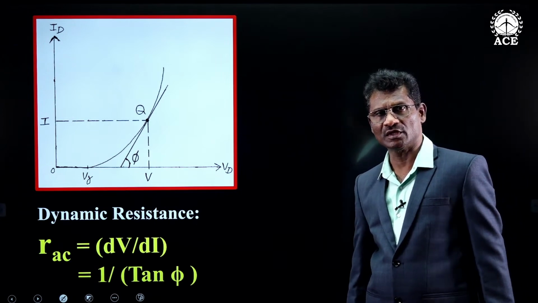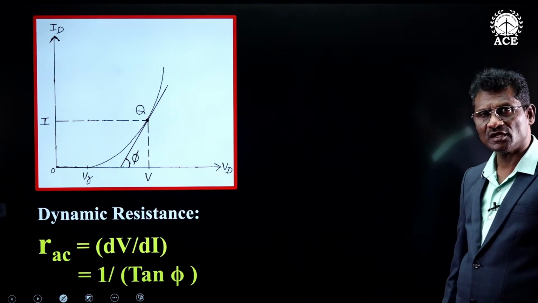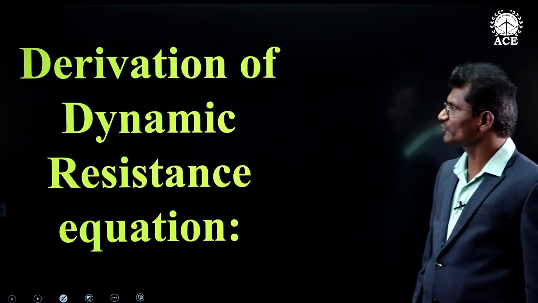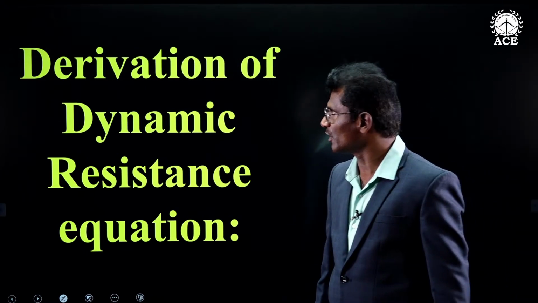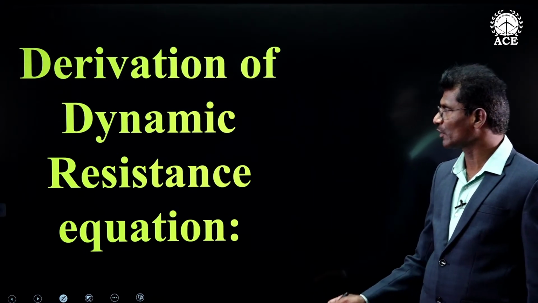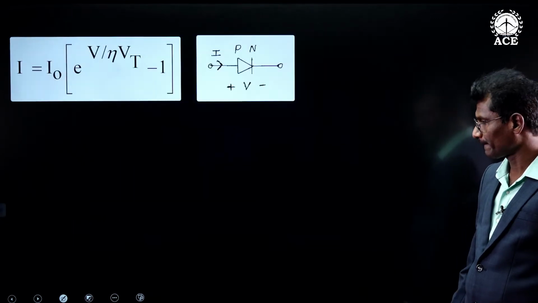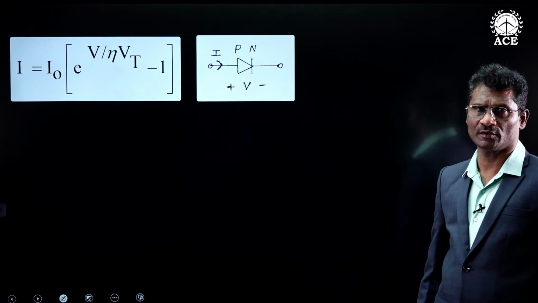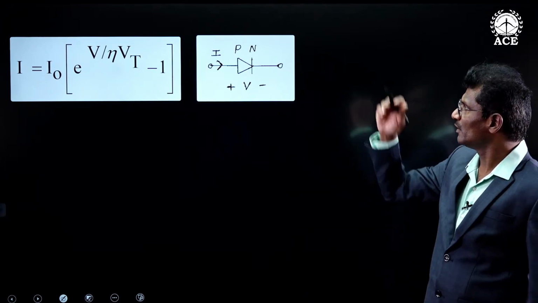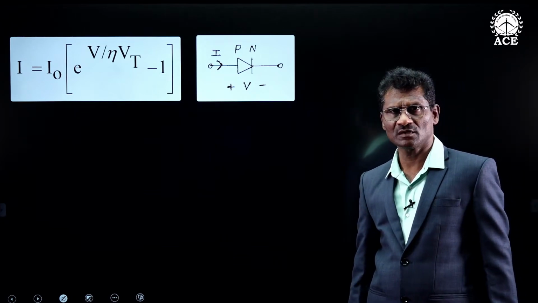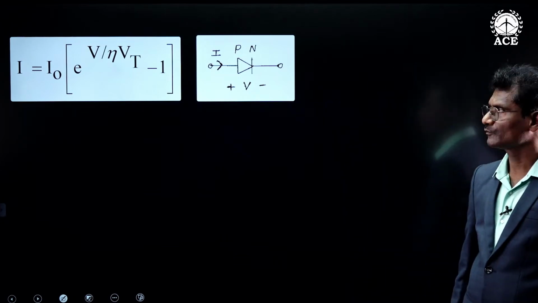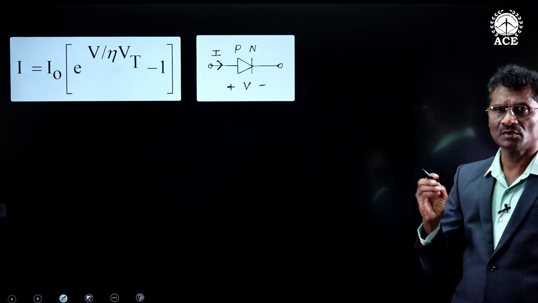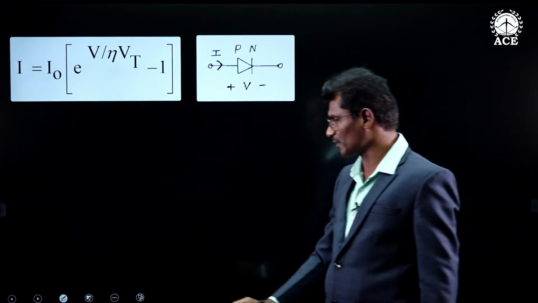Now we will move on to the RAC equation: derivation of the dynamic resistance equation. Here, this is the equation for current flowing through a diode, and this is the circuit symbol with current and voltage of a diode. With respect to this equation and this circuit symbol, some nomenclature is to be explained here.